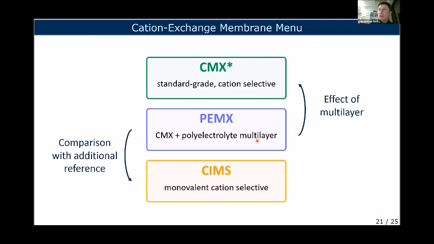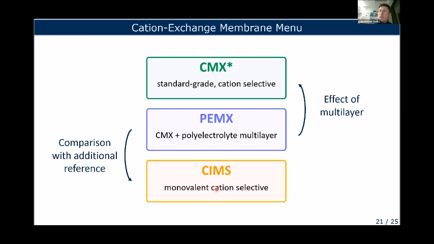Well, we have been modifying cation exchange membranes. One is called CMX. It's a standard grade. It's cation selective. And we put our multilayer on top of that. So if we then compare the second box with the first one, it allows us to look at the effect of the multilayer in terms of separation. First of all, desalination, but also ion selectivity.